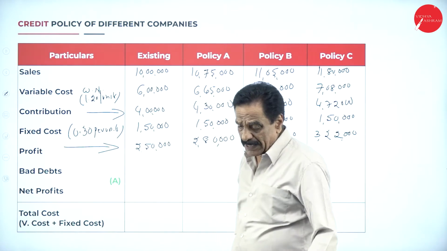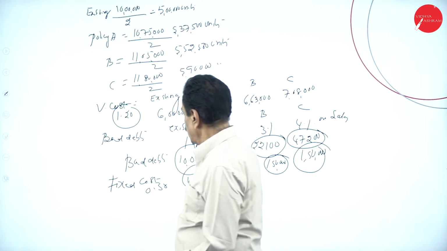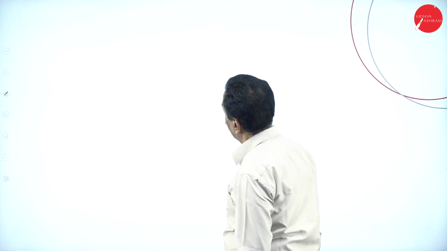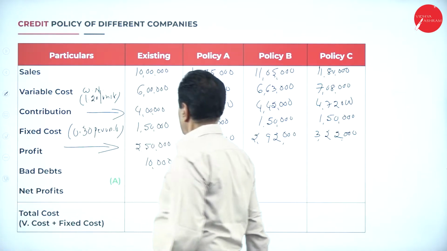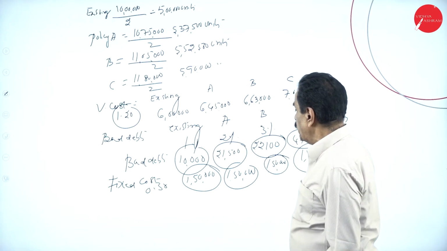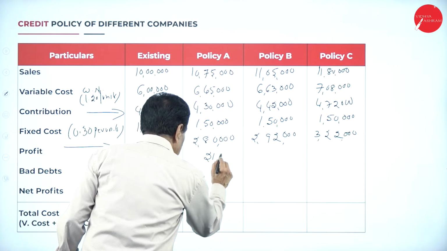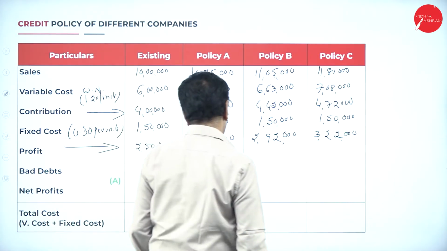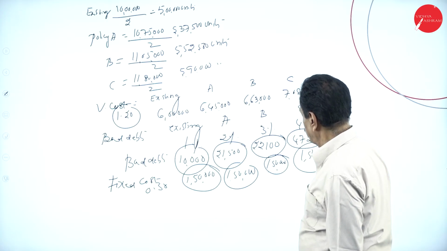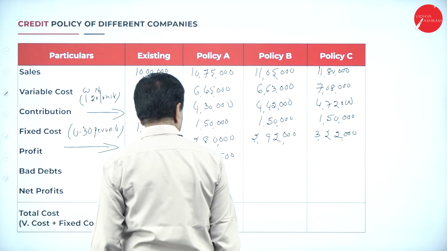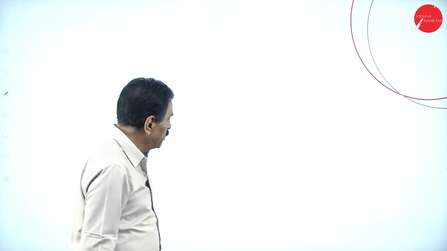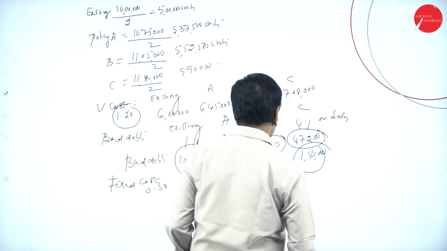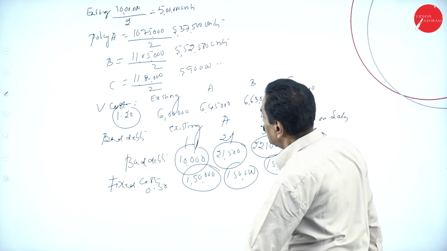Then, whatever the bad debts incurred, see that bad debt 10,000. Then you got a bad debt of 21,500. Then we have got 22,100. Then we have got 47,200. We check up this.